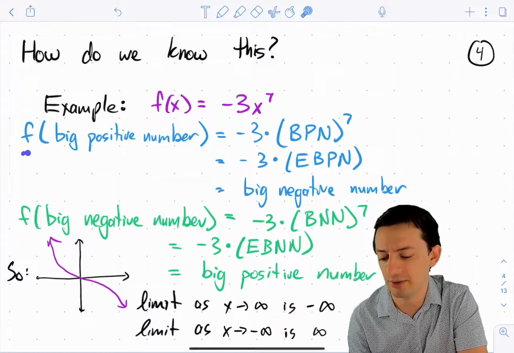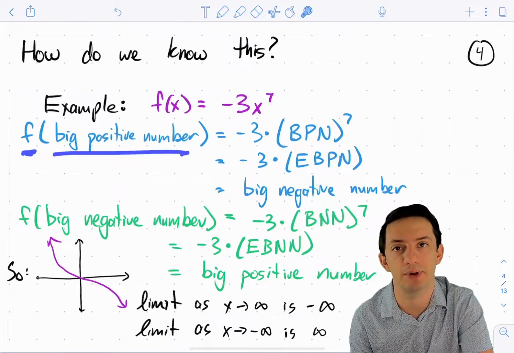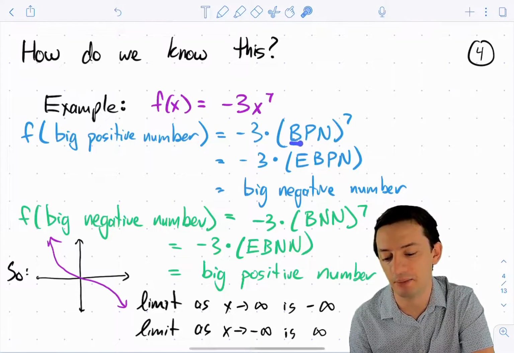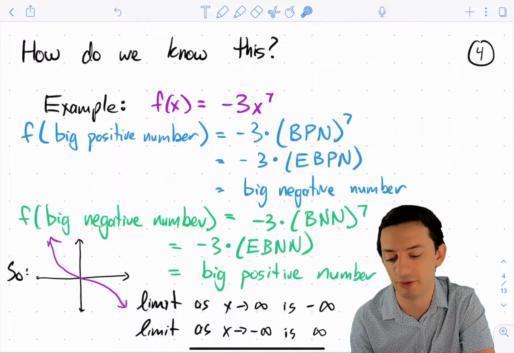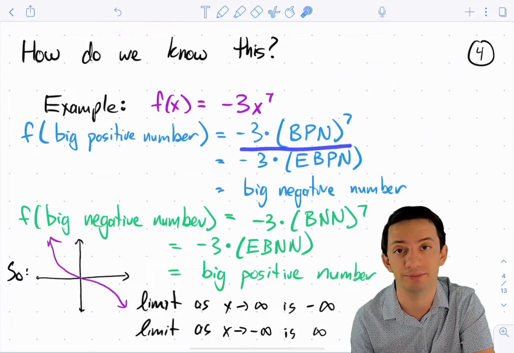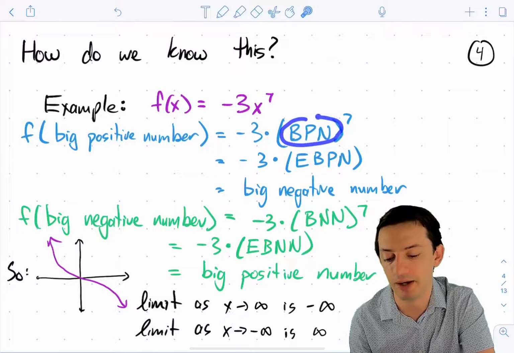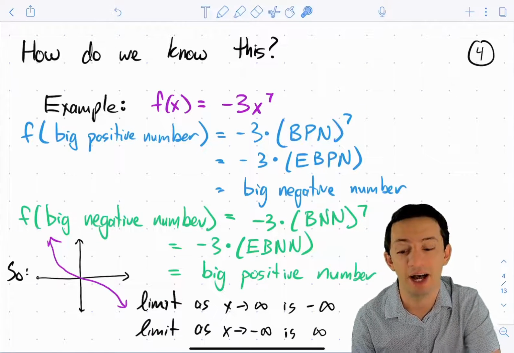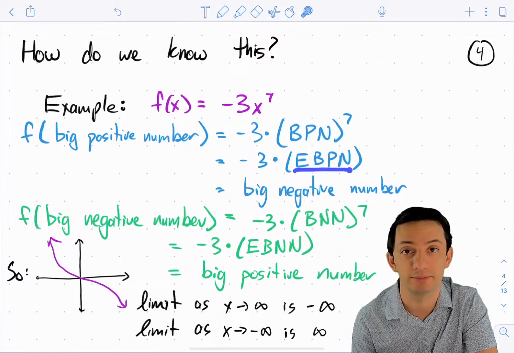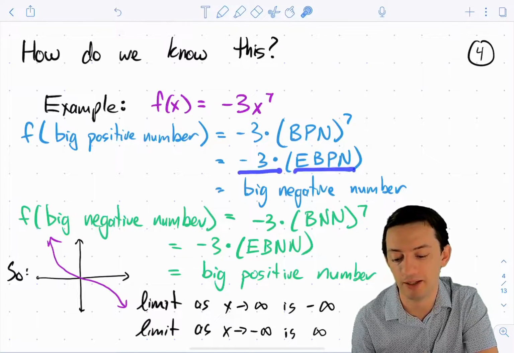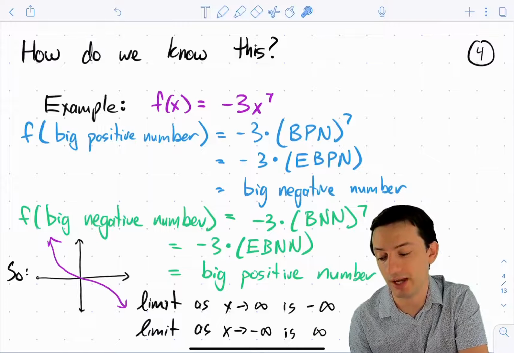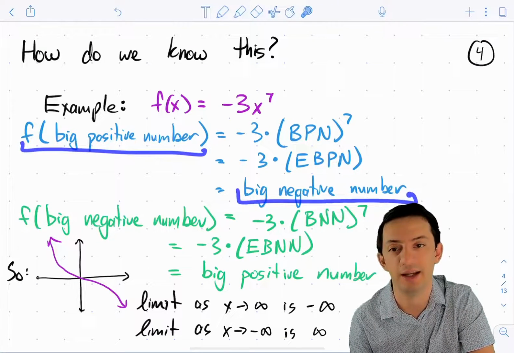Well, let's think about what happens if we take f and we substitute a really big positive number. So we take that big positive number, I'm abbreviating it BPN here, and we plug it into our function. So negative 3x to the 7th becomes negative 3 times big positive number to the 7th. What happens if I take a big positive number and raise it to the 7th power? I get an even bigger positive number, a very big one. Now I'm taking a very, very big positive number and multiplying by negative 3. That means it gets 3 times bigger, but because of the negative sign, it becomes negative. So the result, if I look at f of a big positive number, is some big negative number.